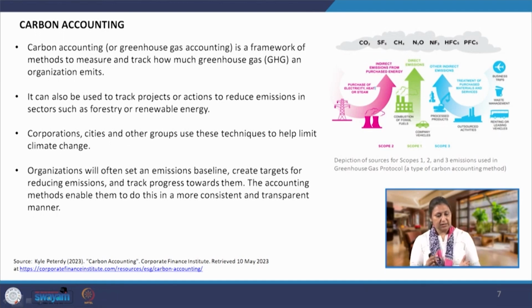So, carbon accounting or greenhouse gas accounting, which we commonly know as, is a framework of methods to measure and track how much greenhouse gas an organization emits. So, this is what has led us to the formation of the greenhouse gas protocol or a lot of similar calculators and tools where we have tried to benchmark certain activities, because we can't calculate it from scratch every time. So, different organizations, researchers across the world are working on carbon accounting for different activities.